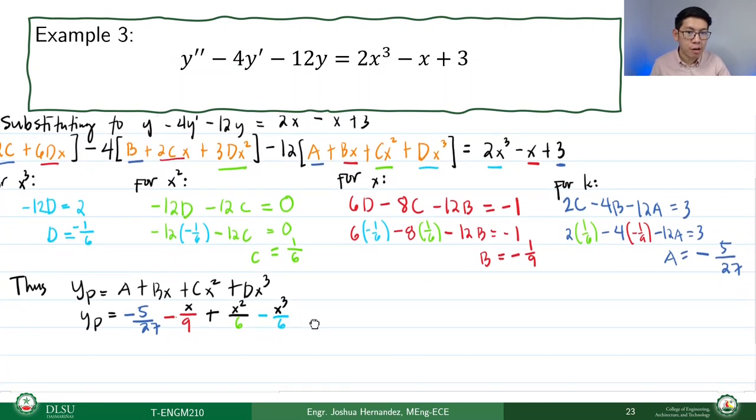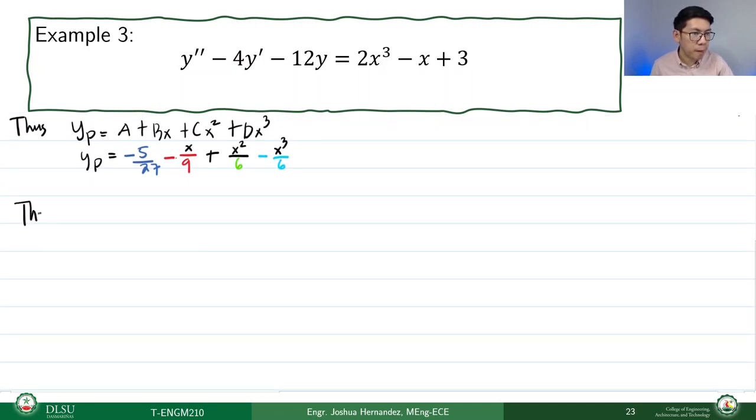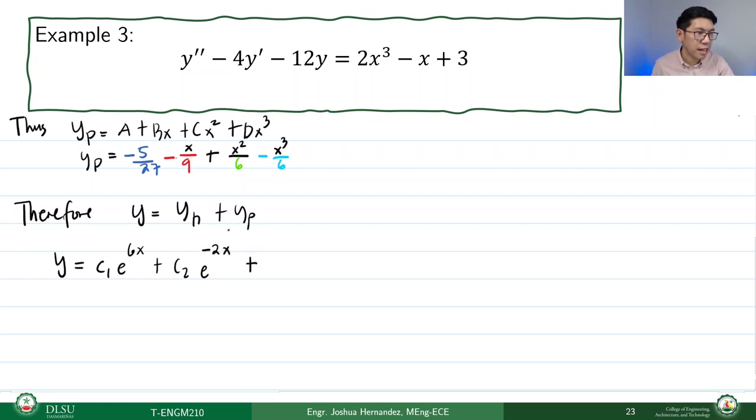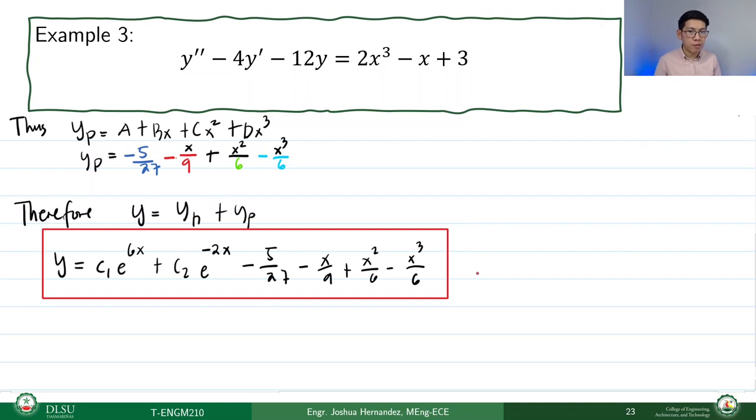And so therefore, getting our general solution, we simply have to add, since it is the sum of the homogeneous and the particular solution, YH plus YP. Then therefore Y equals C sub 1 e raised to 6x plus C sub 2 e raised to negative 2x, or simply minus 5 over 27 minus x over 9 plus x squared over 6 minus x cubed over 6. And that's it, ladies and gentlemen. Here's now our complete or general solution to our differential equation. Okay? All right.